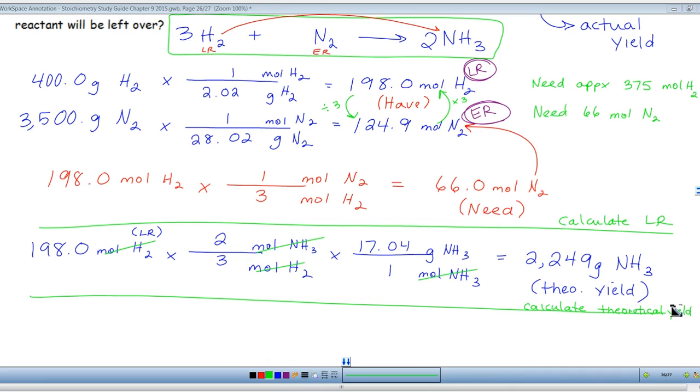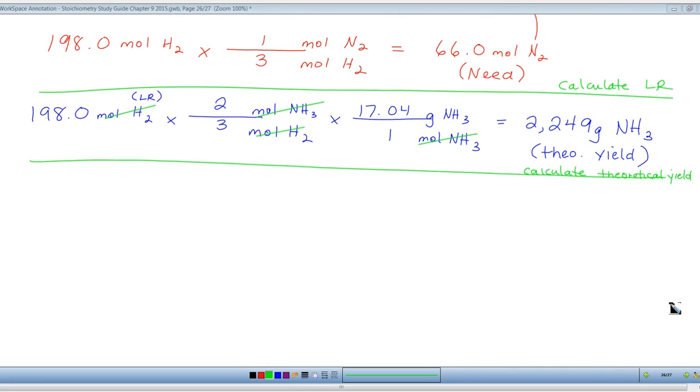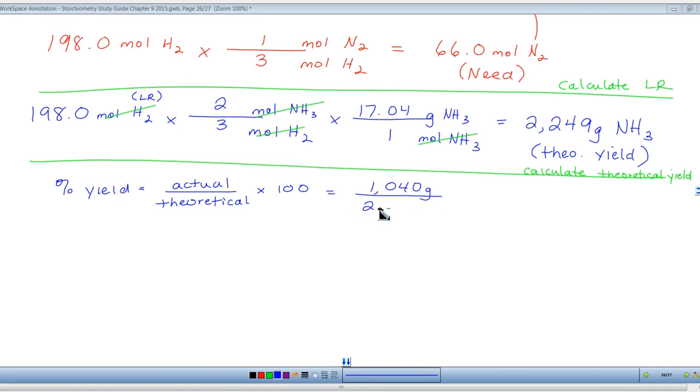So that now we can finally answer some of these questions. They want the percent yield for the reaction. Percent yield is actual over theoretical. Percent yield, actual over theoretical, times 100 to get a percentage. The actual was given up in the problem. It's 1,040 grams divided by 2,249 grams. That's not very good. Times 100.